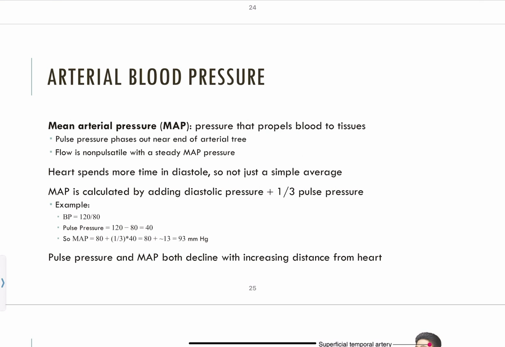Both the pulse pressure and the mean arterial pressure are gradually going to drop the farther blood gets from the heart, so that by the time you reach the end of the arteries, the flow becomes non-pulsatile, meaning it smooths out into a steady stream.